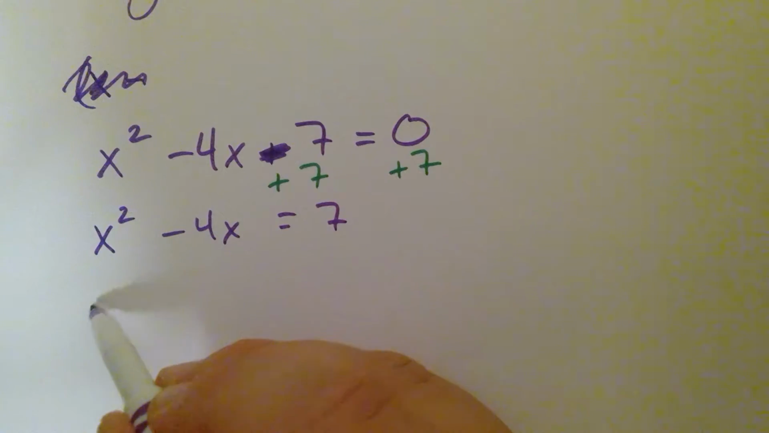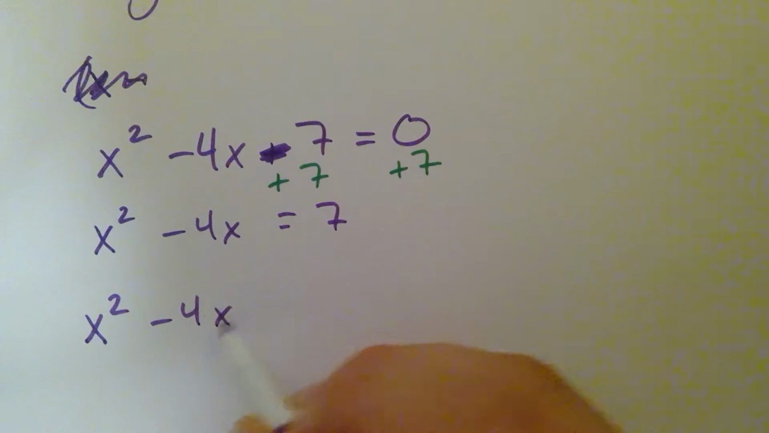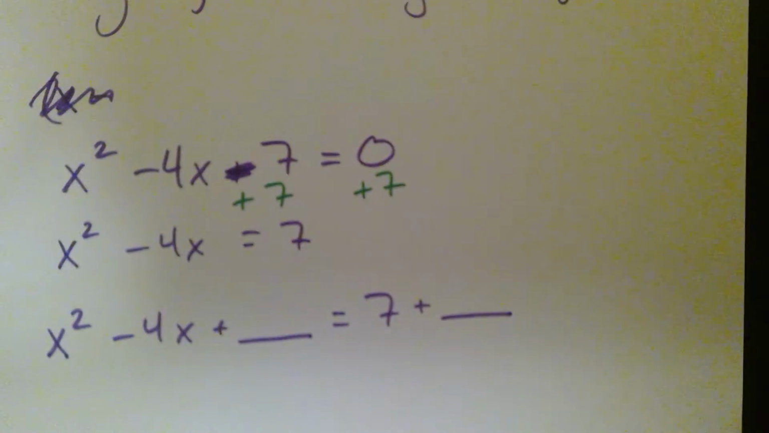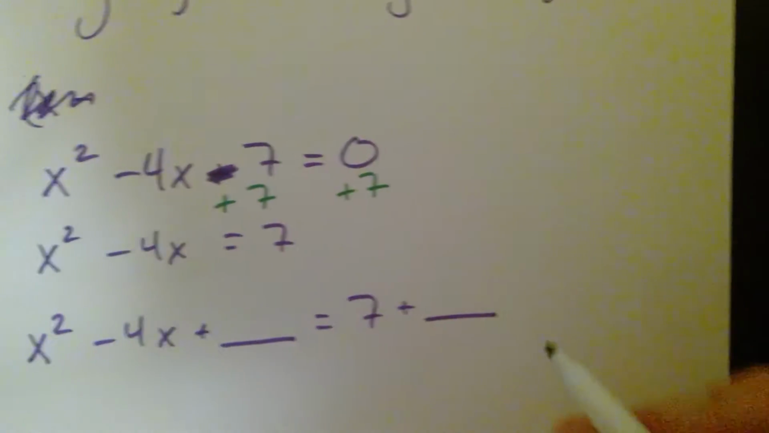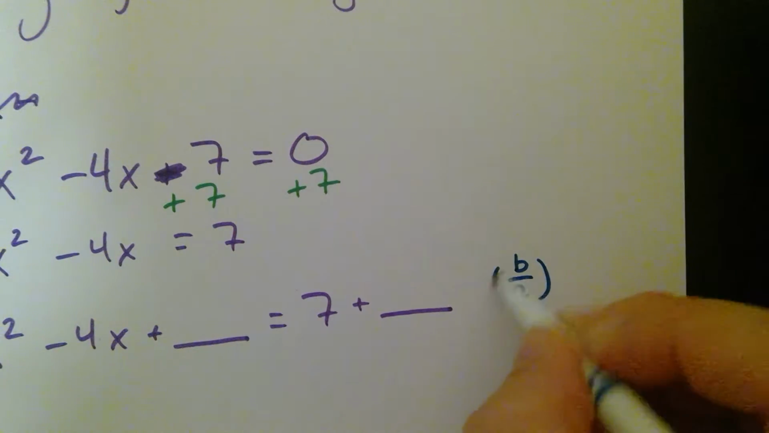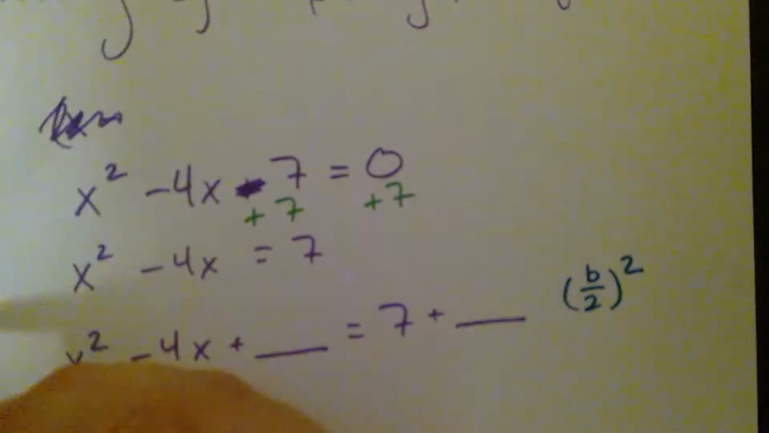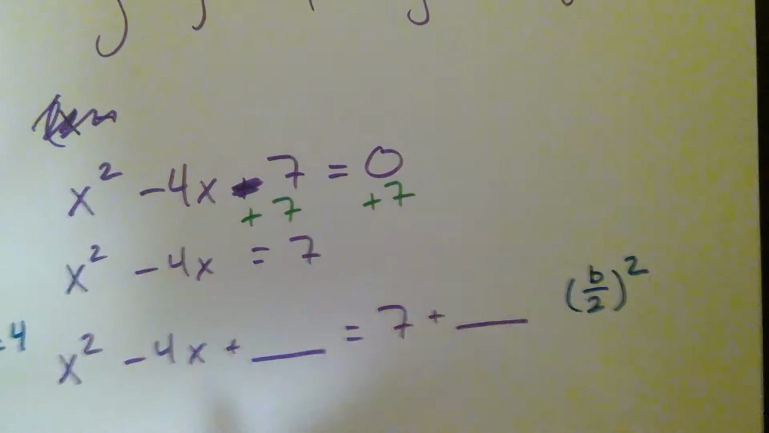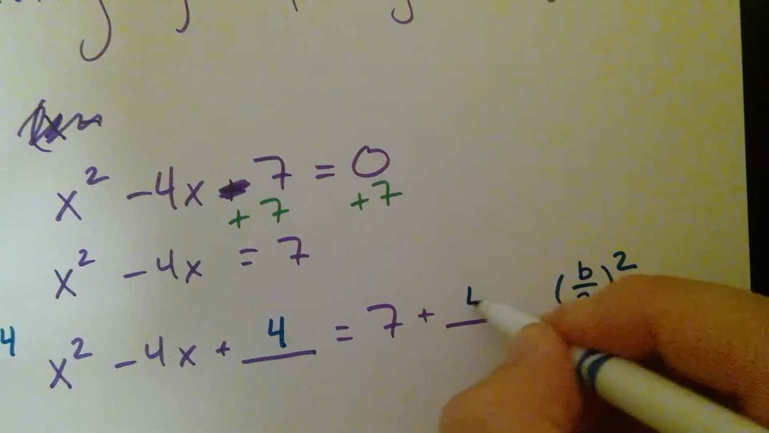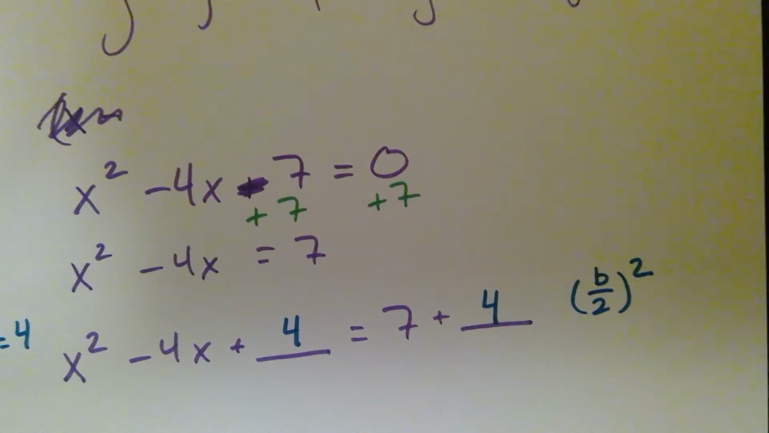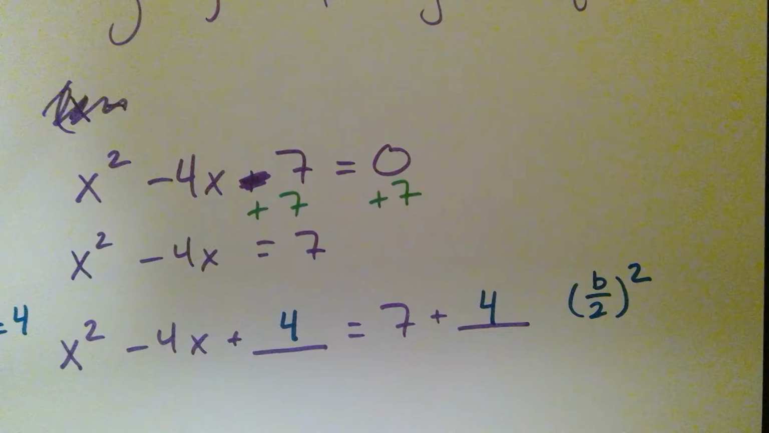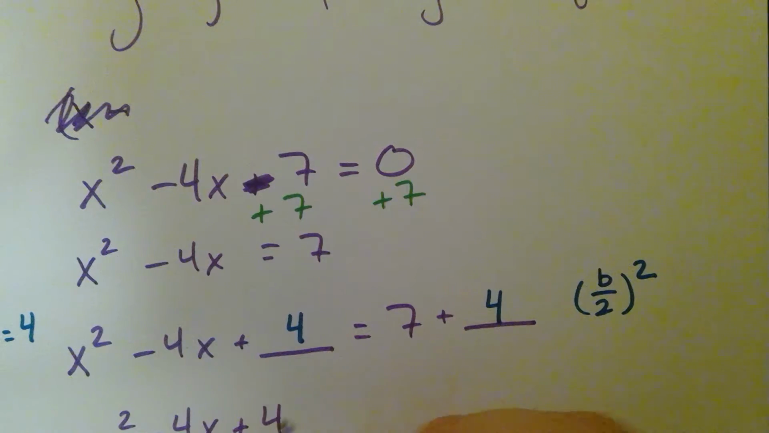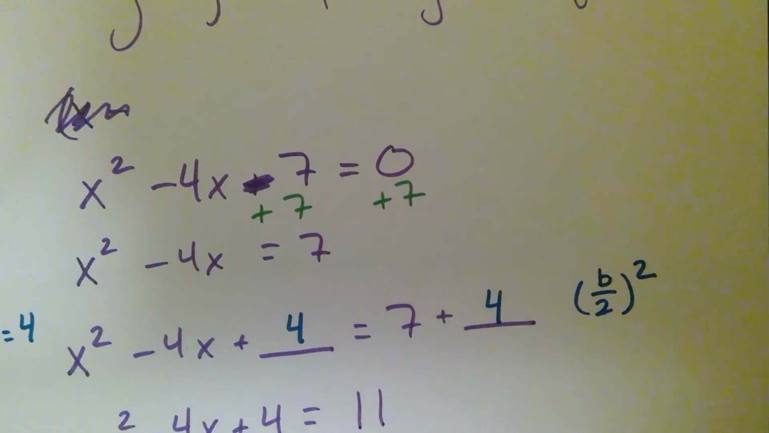Okay, now remember how we put our blanks in here. So x squared minus 4x plus blank equals 7 plus blank. And we said that that value was going to be b over 2 squared. So that means negative 4 divided by 2 squared equals positive 4. So we do plus 4 plus 4. So we have x squared minus 4x plus 4 equals 11.